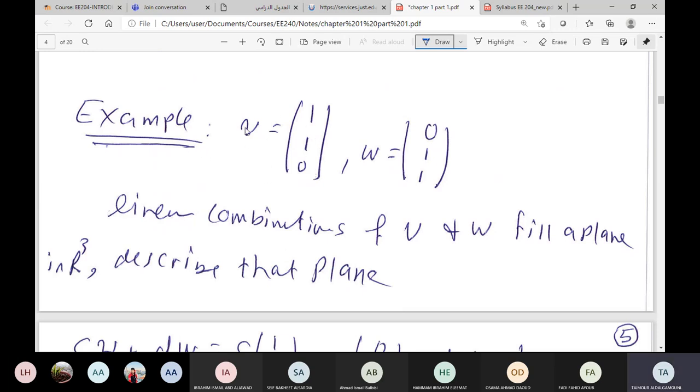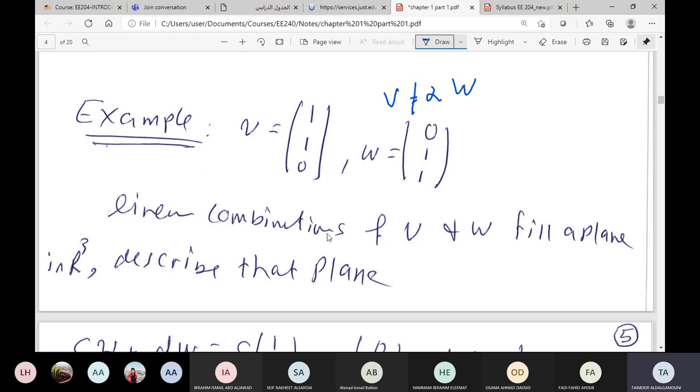This is an example where V is 110, W is 011. Now, what is their linear combination in the R3 space? Their combination is a plane, right? Because if you look at V and W, they cannot be written in terms of each other, which means that V is not equal to some alpha times W. So their linear combination will fill a plane in R3.